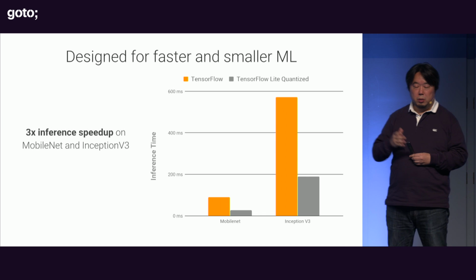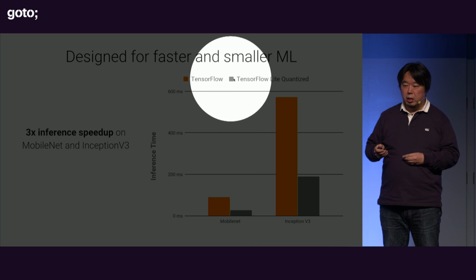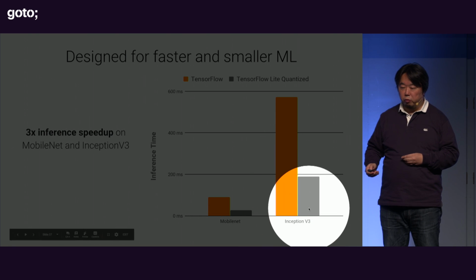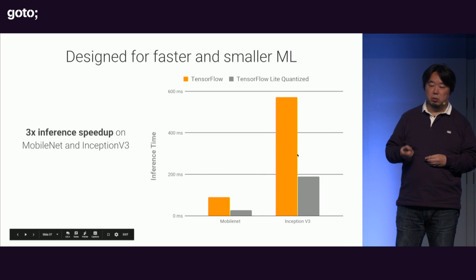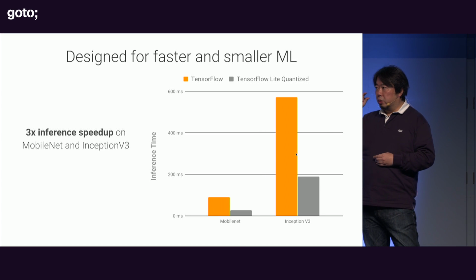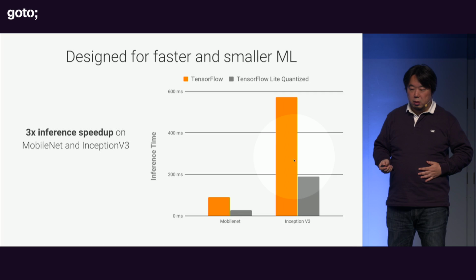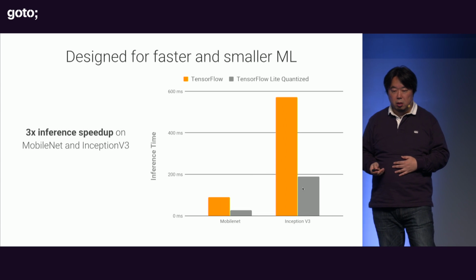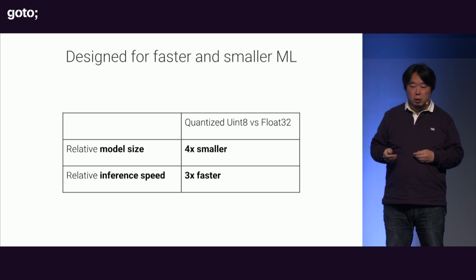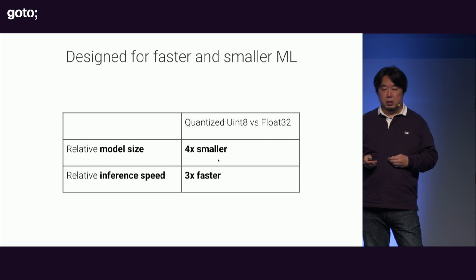What's the result of this kind of optimization? For example, this is the graph that compares the original TensorFlow and the TensorFlow Lite quantized format in terms of inference times. For Inception version 3, it's almost 1/3 of the original inference time. The original Inception version 3 would take about 600 milliseconds to execute a single inference, like recognizing the object in the image. But by using TensorFlow Lite, you can finish the inference in 200 milliseconds. And also the model is much smaller by using quantization. The model size could be 4 times smaller, and inference times could be 3 times faster.